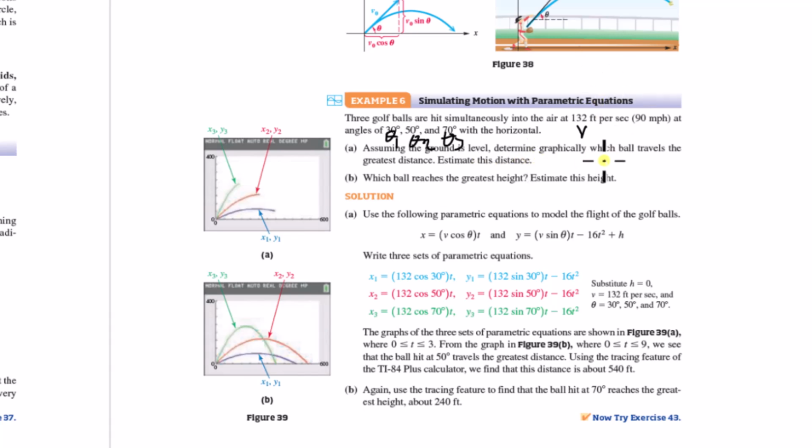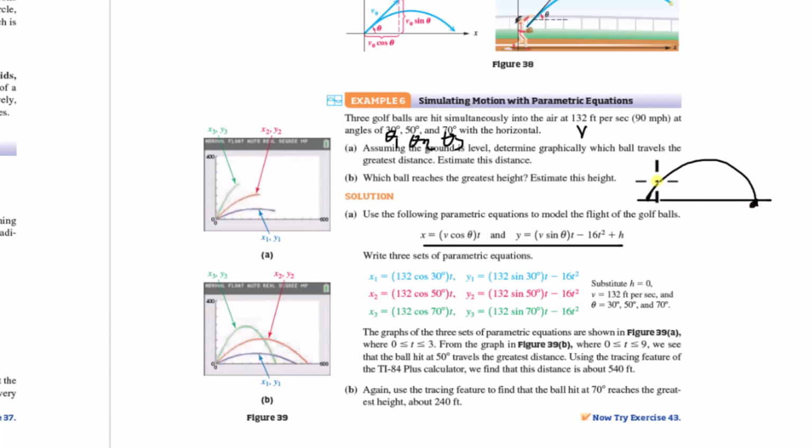Assume the ground is level. So determine which golf ball travels the greatest distance. You just fill out this formula here. And from there, what you need to do is set y equal to 0 and solve for t. Now, y is going to be 0 when t is equal to 0, but y is also going to be 0 when t is equal to some other value. That's what you're looking for, because the golf ball is going to start at y equal to 0, t is going to start increasing, and it's going to come back down.